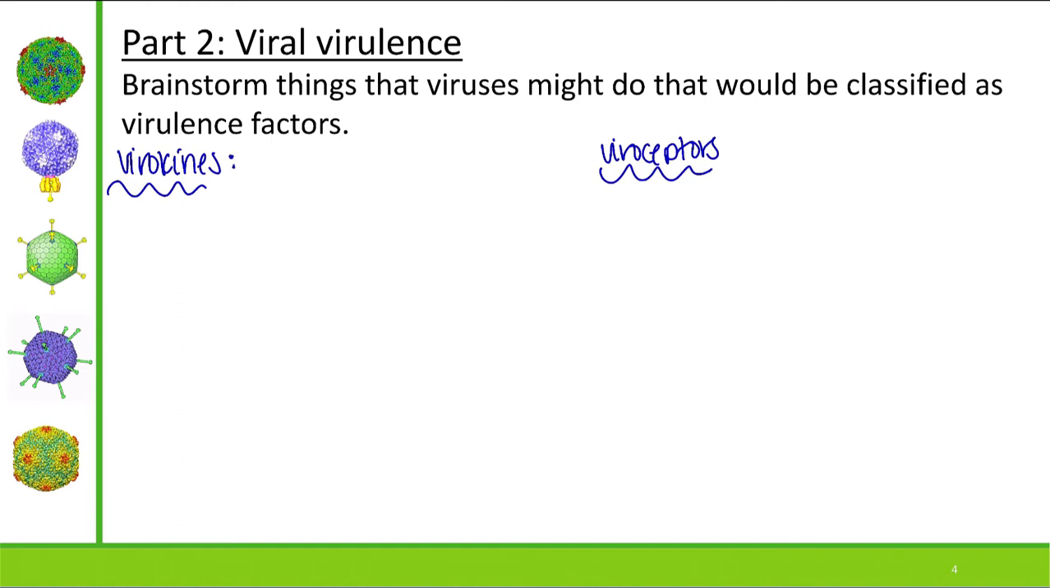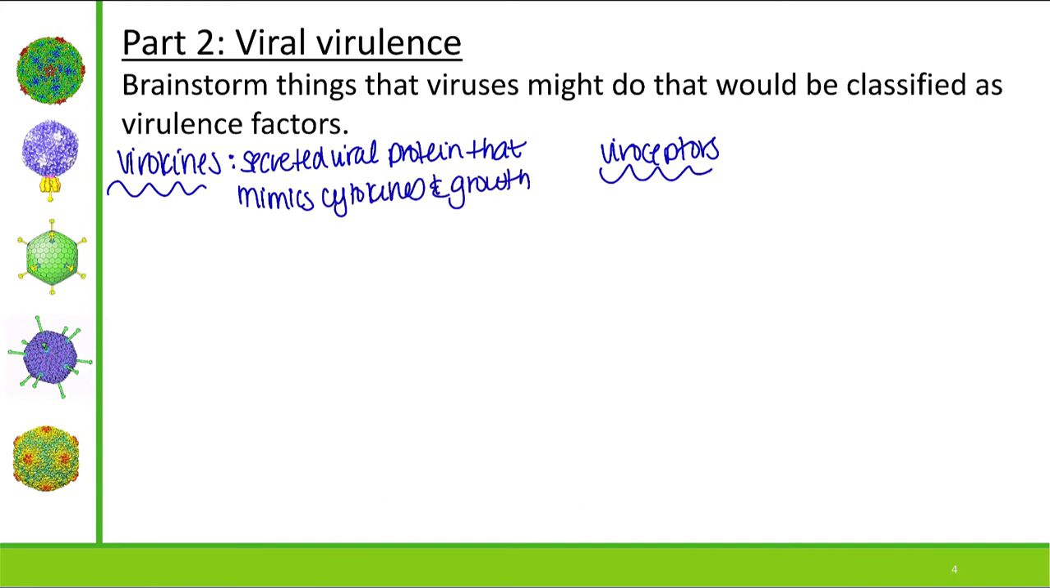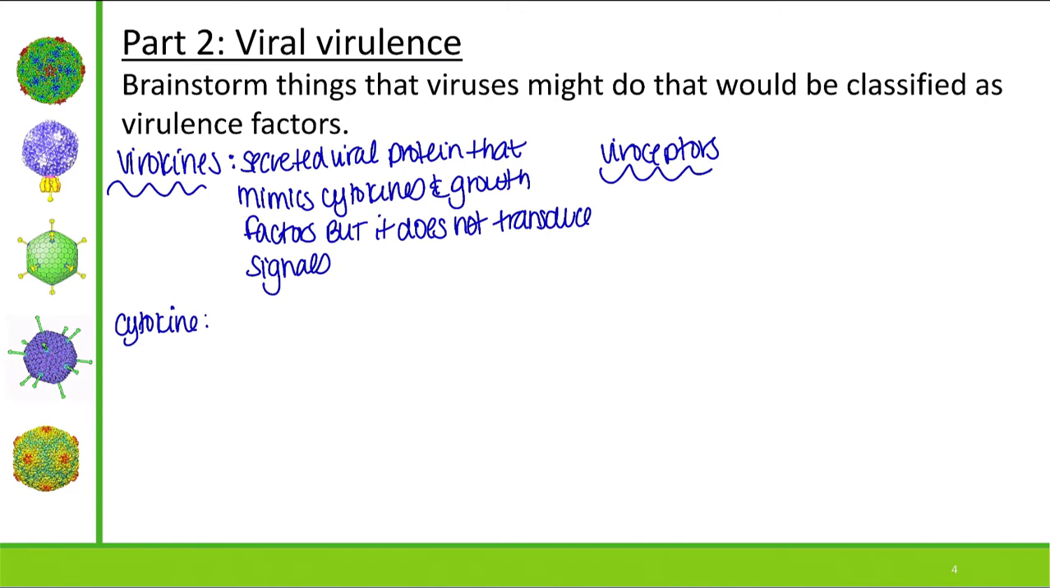Viruses can be pretty sneaky. A virokine is a secreted viral protein, and what this does is mimic cytokines and growth factors, but it does not transduce signals. What do I mean by that? Let's first look at how a cytokine works. A cytokine is a small signaling protein that is released.